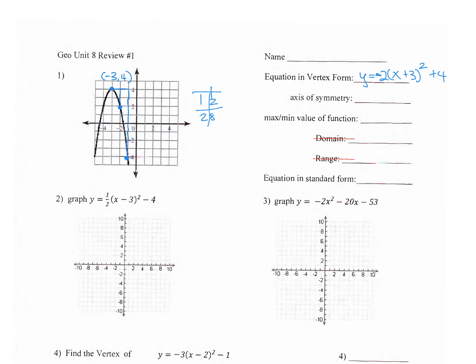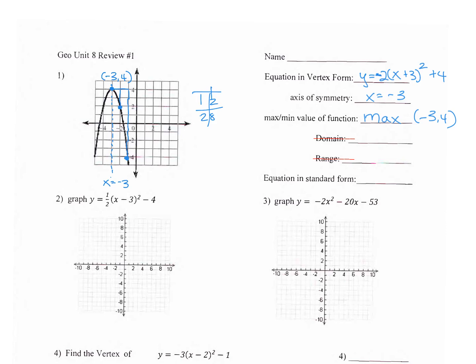The axis of symmetry is x equals -3. That's the vertical line that goes right through the middle of my parabola. It occurs at the vertical line x equals -3. The minimum or maximum value of the function, well, this function has a max. The vertex is a maximum. It happens when y is 4. So my vertex is -3, 4, and my maximum value is at 4. It's the highest value on the entire parabola.